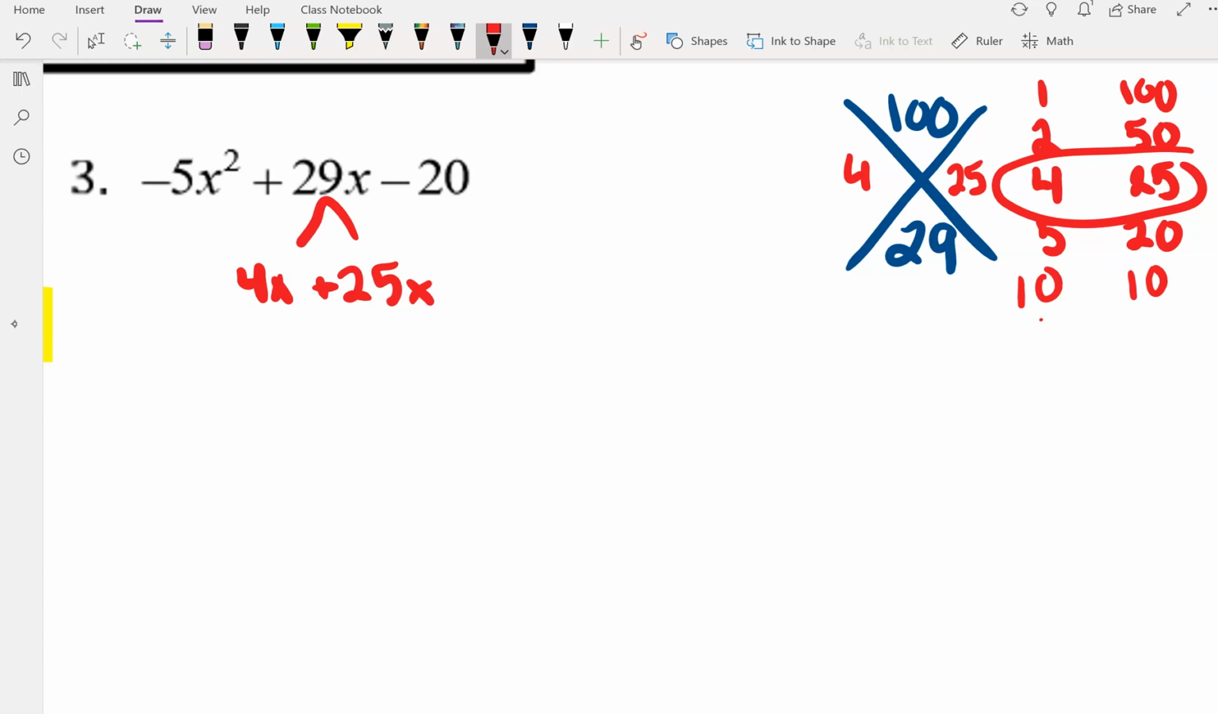The middle term just split into 4x and 25x. The other terms stayed the same. So negative 5x squared plus 4x plus 25x minus 20.